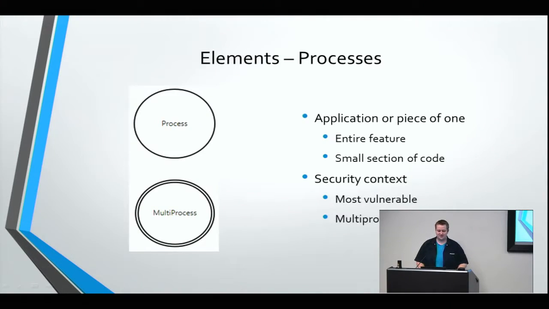The next element is the processes. You have a process with a single circle and multi-process with a double circle. They can represent either an entire application, if that's what the scope of the model calls for, or just a small section of code, a small feature. When you decide between a process and a multi-process, you're talking about security context. So a multi-process is generally used when a process does more than one thing in terms of an application. However, if you break that multi-process out into multiple single processes and that doesn't add any additional security context, you don't necessarily need to mark it as a multi-process, right? But if that's easier for you to understand, that's fine too.